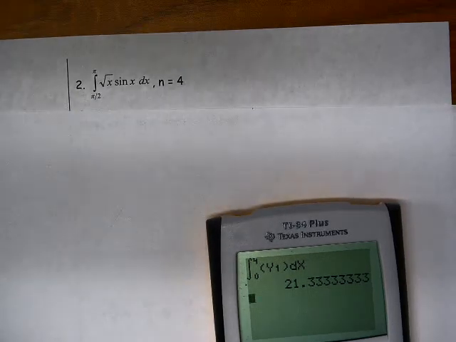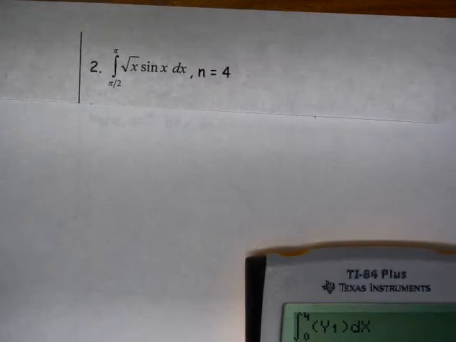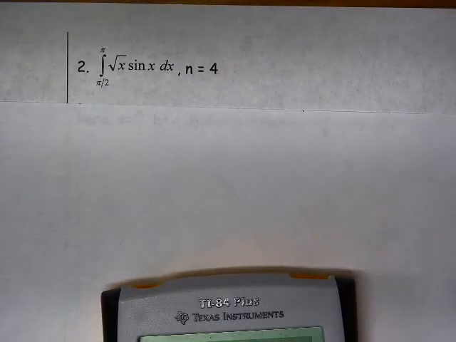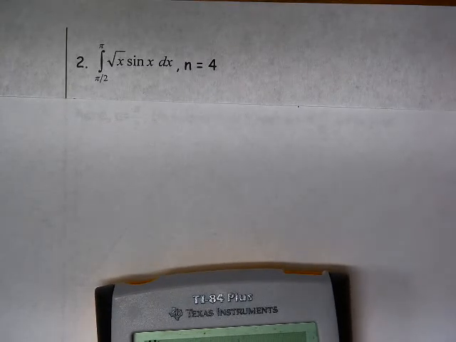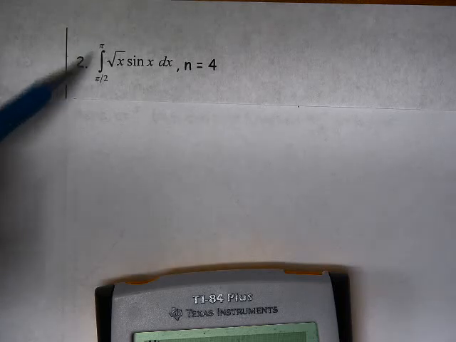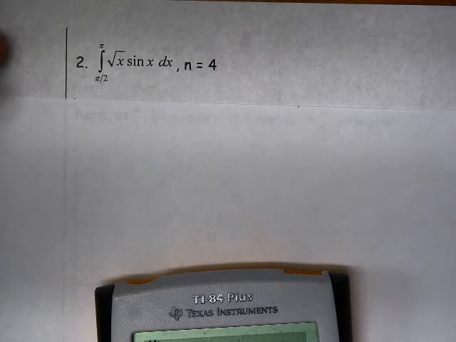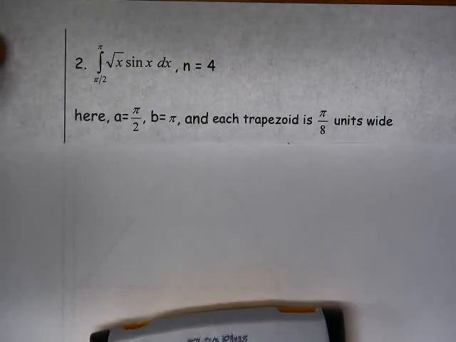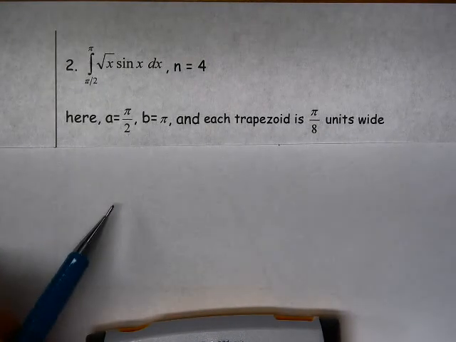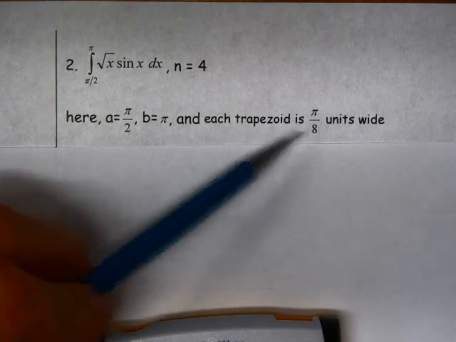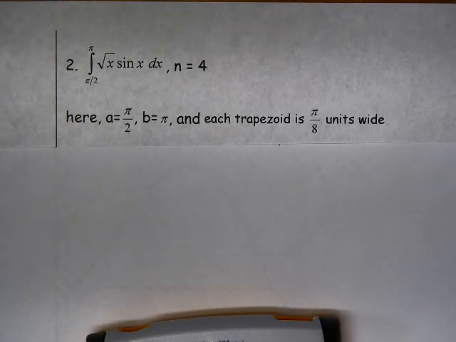The second and last example we'll do, you can see this function is a little more complicated. So it is the square root of x times the sine of x. We want to estimate the definite integral of that function between pi over 2 and pi with 4 partitions. Alright, so the lower limit is pi over 2, the upper limit is pi. Each trapezoid is pi over 8 units wide.